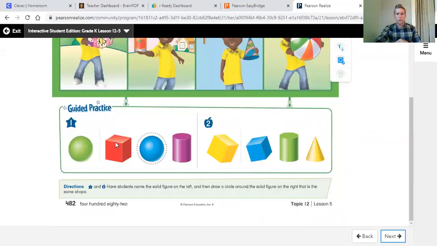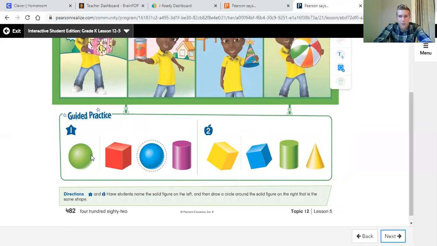So you are on page 482. They do number one for you always. It just says you are naming the solid figure on the left and then draw a circle around the solid figure on the right that is the same shape. Have students name the solid figure on the left and then draw a circle around the solid figure on the right that is the same shape.